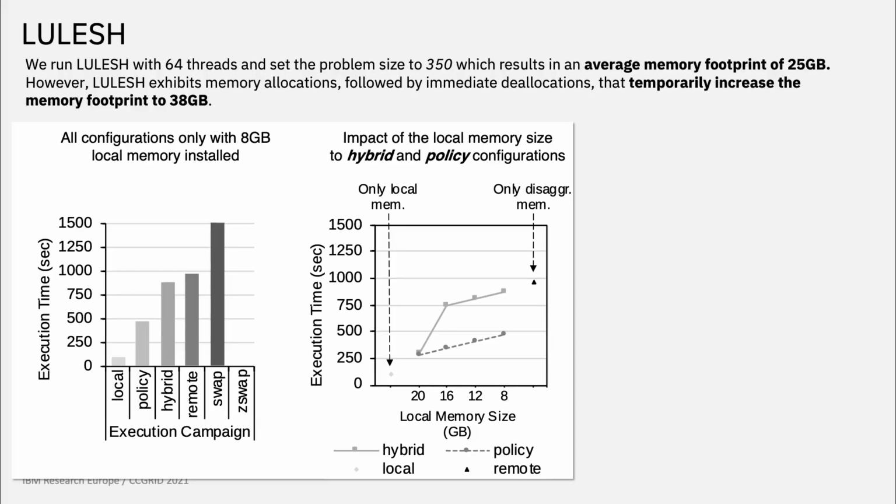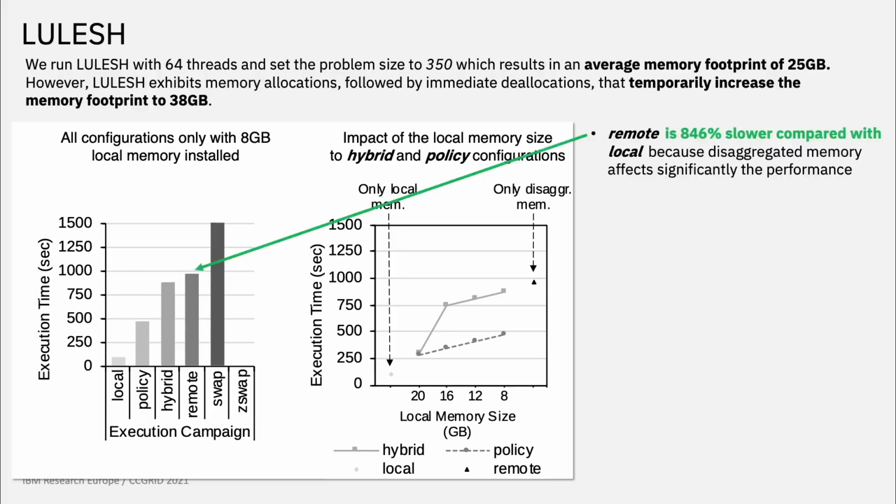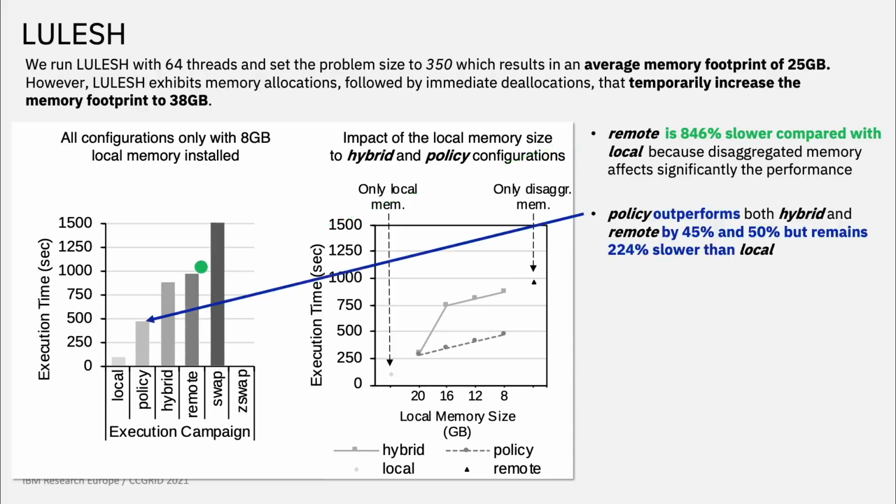Similar to Graph 500 here, we observe that again the performance characteristics of disaggregated memory affect the performance of the application. More specifically, the remote configuration is 846% slower compared to the local configuration. Once again, our balancing mechanism improves the performance of the policy configuration by 45 and 50% compared to hybrid and remote respectively. Again, this is not enough to match the performance of the local configuration.